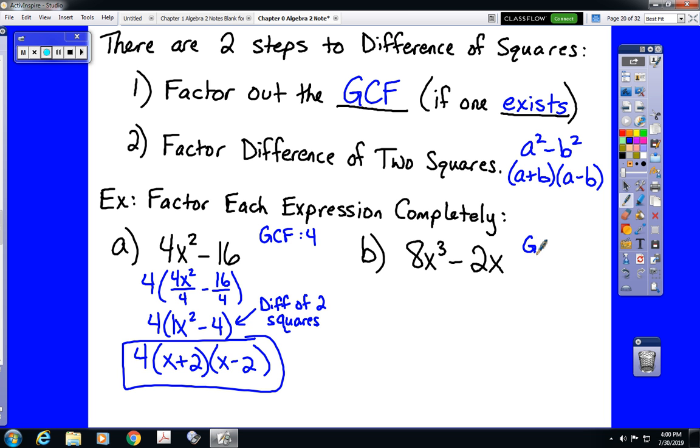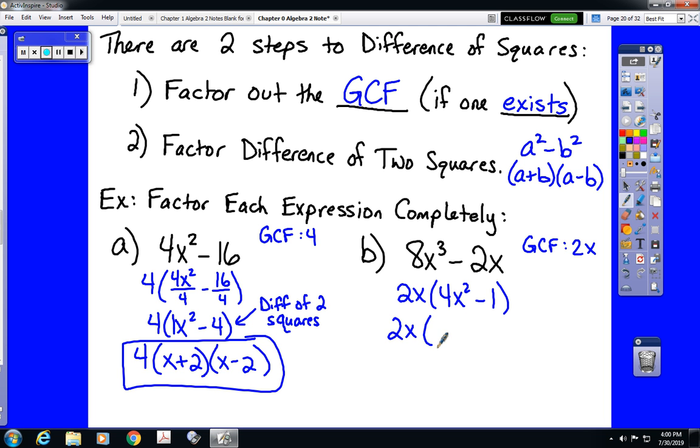On the second one, we have a GCF of 2x. So we would factor out the 2x, which would cause the other two terms to get divided by 2x, which would leave 4x squared minus 1. That is a difference of two perfect squares.